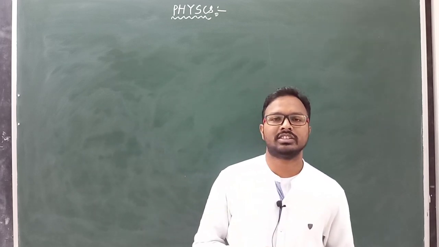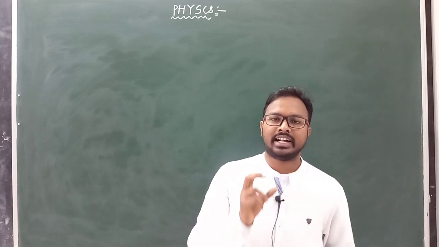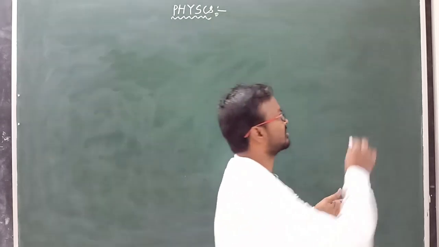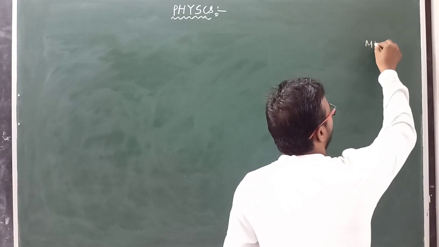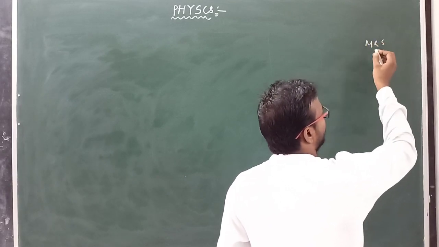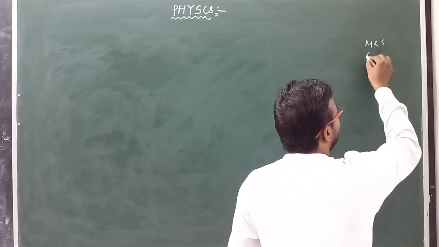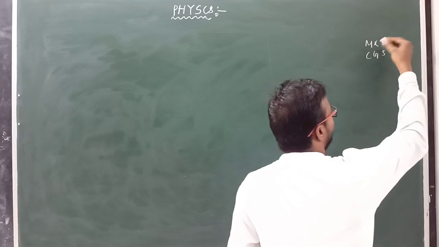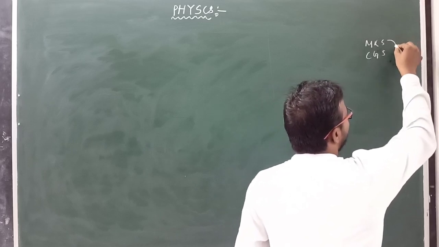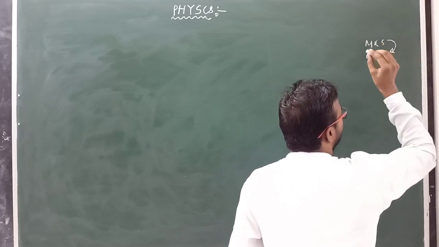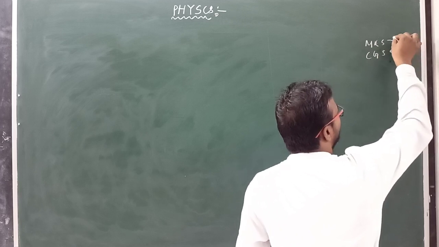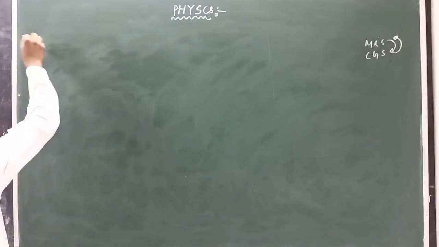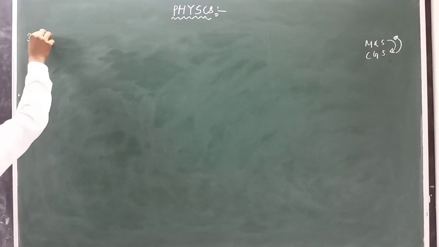Now we will discuss the third use of dimension. We already know what the MKS system and the CGS system are. There are two systems: MKS, meter kilogram second, and another system, the CGS system. So we have to convert a physical quantity from the SI system or MKS system to the CGS system, and from the CGS system to the MKS system. That means here we deal with the third use of dimension, that is conversion of a unit.